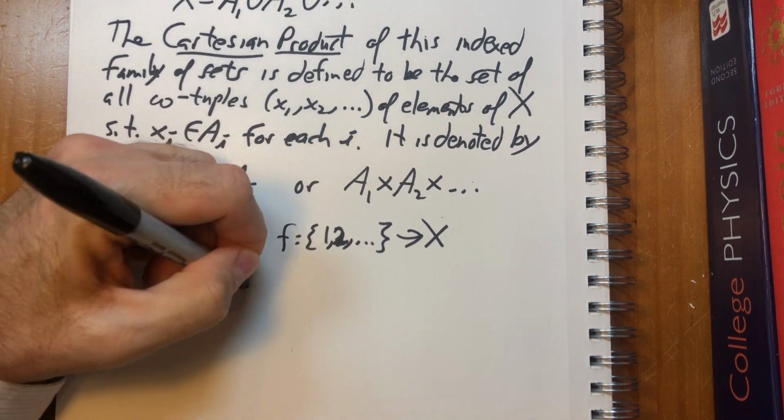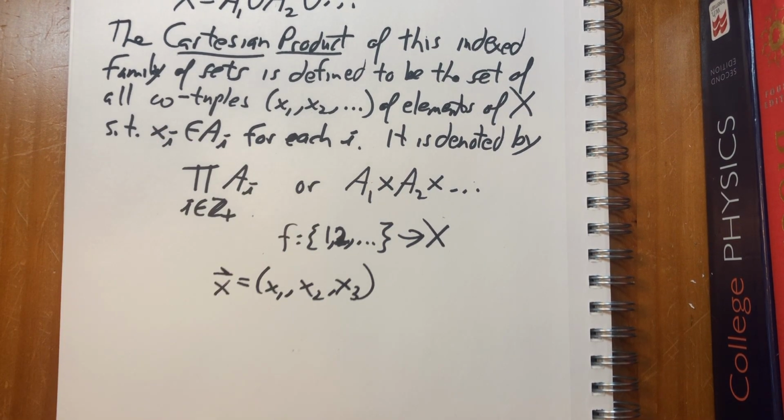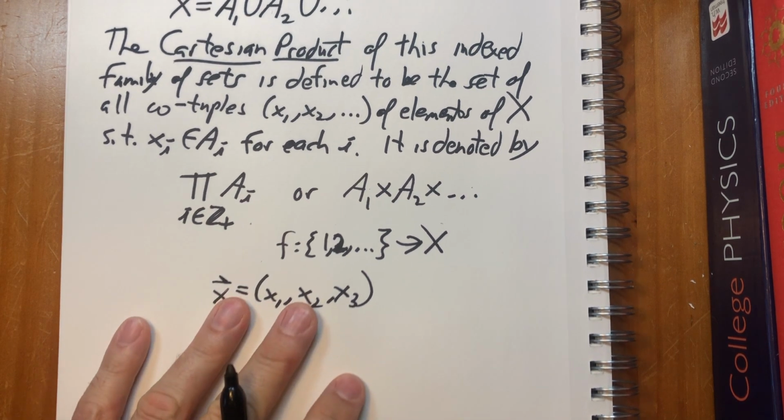A 3D vector looks like this, and so on. It's weird, and something we haven't talked about before, to think of an infinite dimensional vector or an infinite dimensional Euclidean space, but now we can.